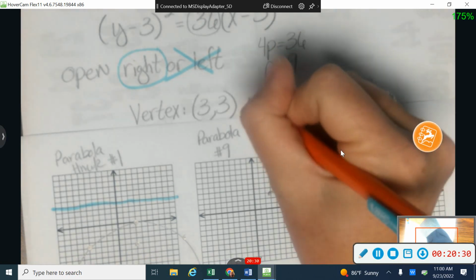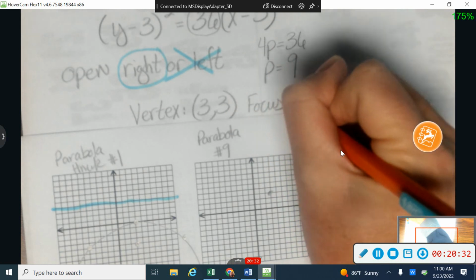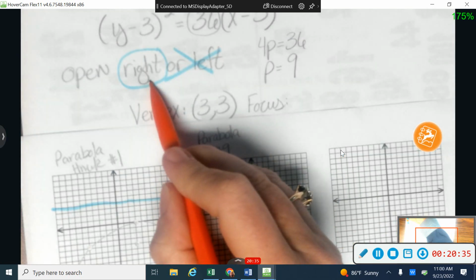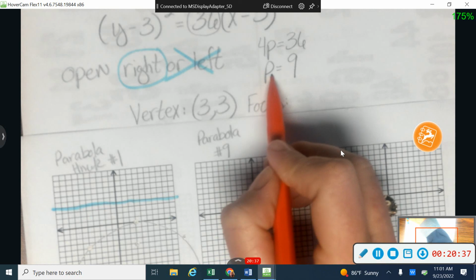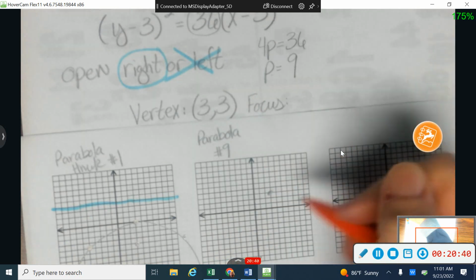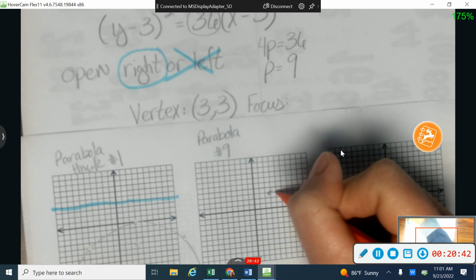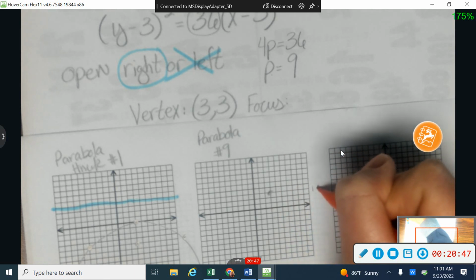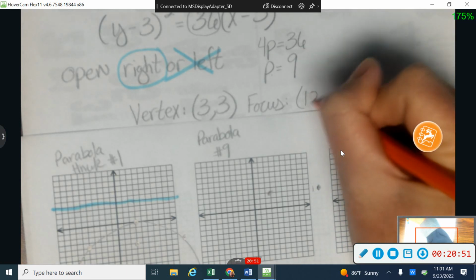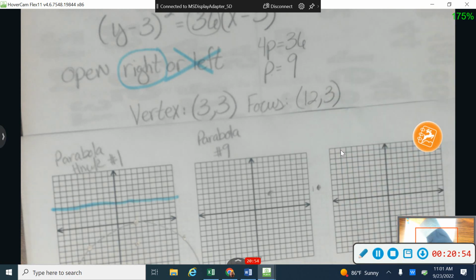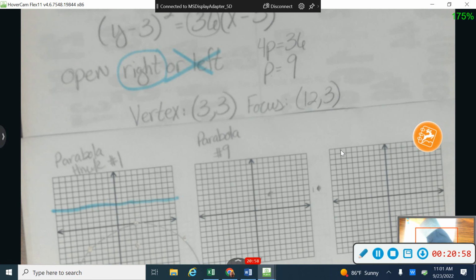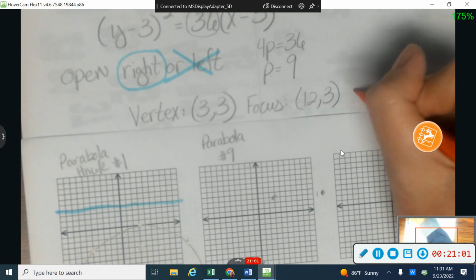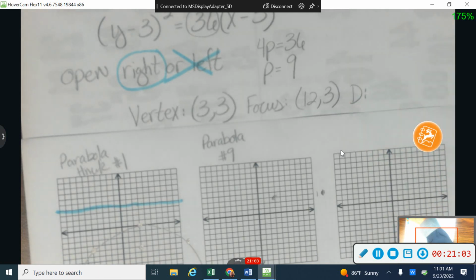Okay, to find the focus, I'm going to go in this direction, this many. Okay, I'm going to run way off my paper on this one. That's okay. 1, 2, 3, 4, 5, 6, 7, 8, 9. Puts me over here. So there's my focus at 12, 3. Okay, so I went to the right 9 to find that. If I went to the right 9 to find the focus, where am I going to go to find the directrix? Left, that's right.